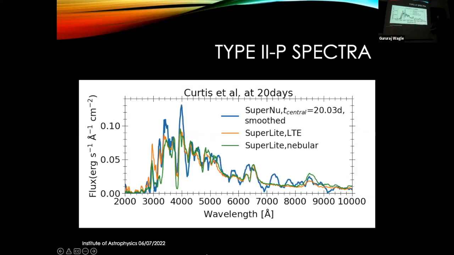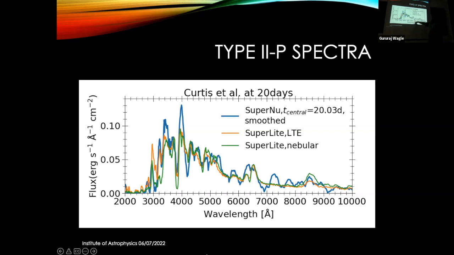Then the next step is type 2p supernovae. So again, type 2p does not have any interactions, but it's also not as simple as type 1a supernovae. However, there is a paper by Sanjana Curtis et al. that uses SuperNu to do the homologous evolution of type 2p spectra. So the blue curve again shows the SuperNu spectra from their paper, and the orange and the green show LTE and nebular approximation spectra that are produced by SuperLite.